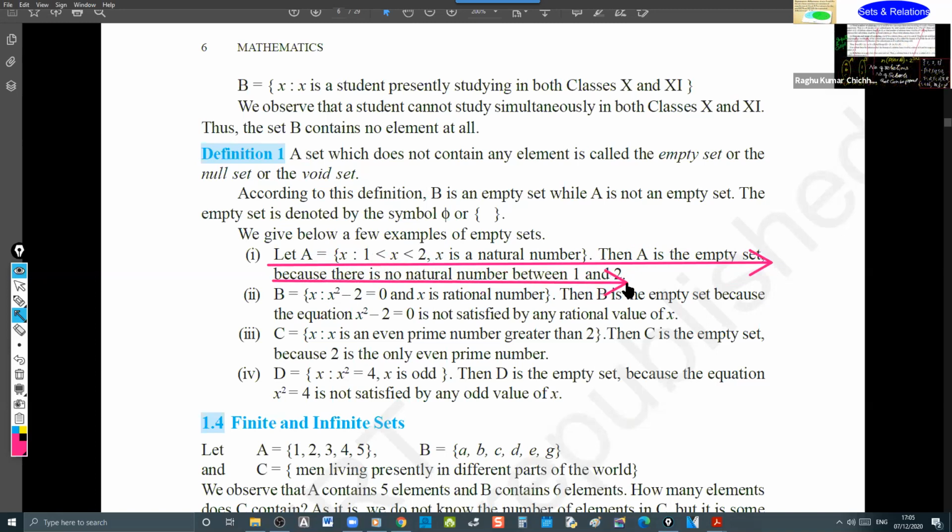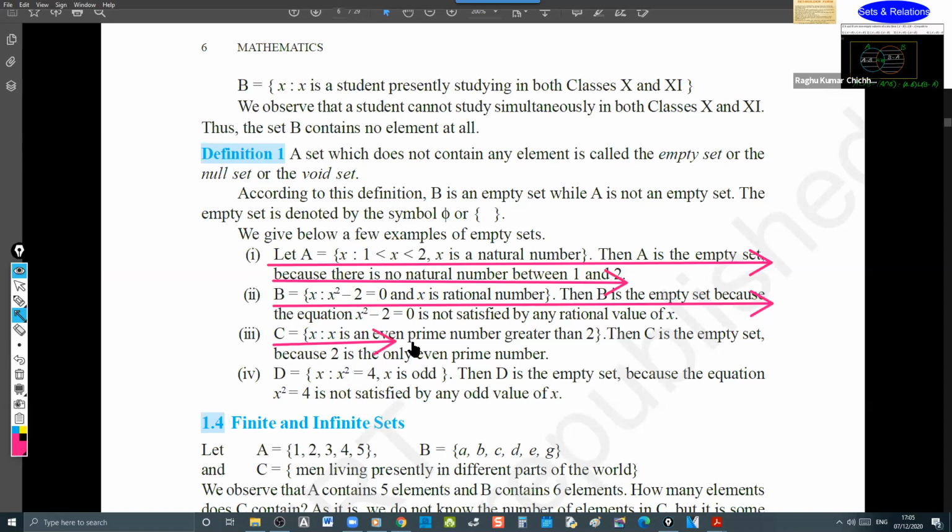Similarly, next one. B is equal to X such that X square minus 2 is equal to 0 and X is a rational number. X square minus 2 equal to 0 means X square is equal to 2, X is equal to plus or minus root 2. Root 2 is not a rational number, and hence the number of elements will be 0 in that set, and hence it is a null set or void set or empty set.